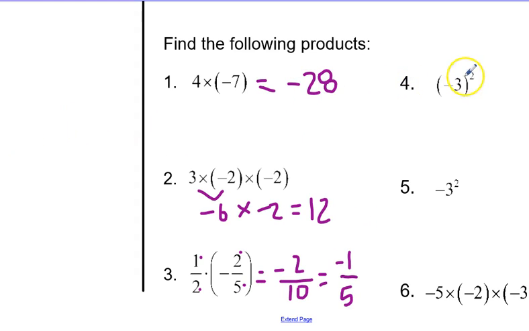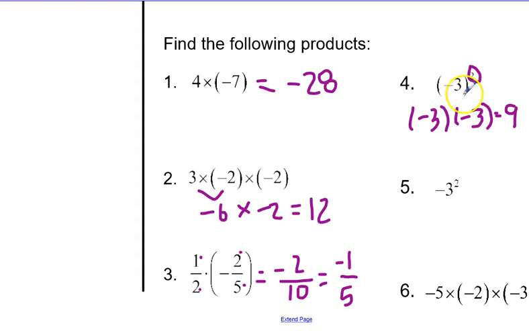Number 4, we have negative 3 squared. Now squared means you're multiplying the number by itself, so we're really doing negative 3 times negative 3. Negative 3 times negative 3 is a negative times a negative, which is a positive, and then 3 times 3 is 9, so our answer is positive 9.